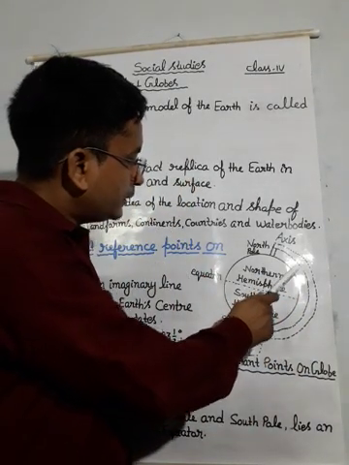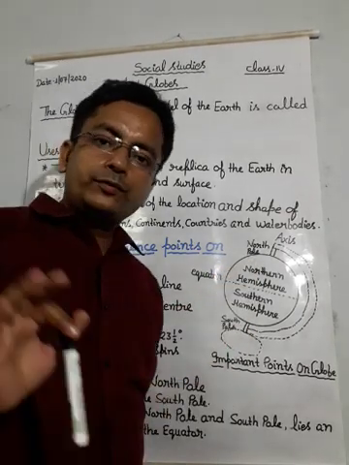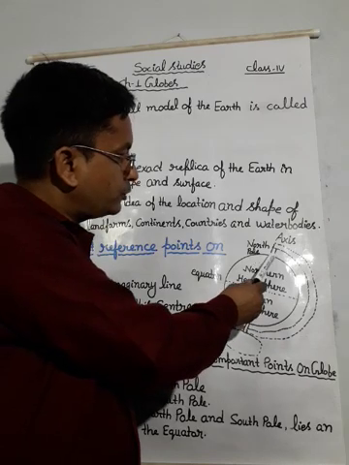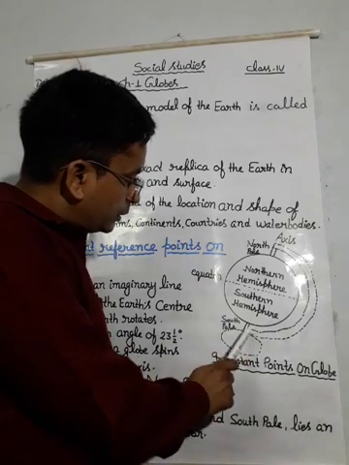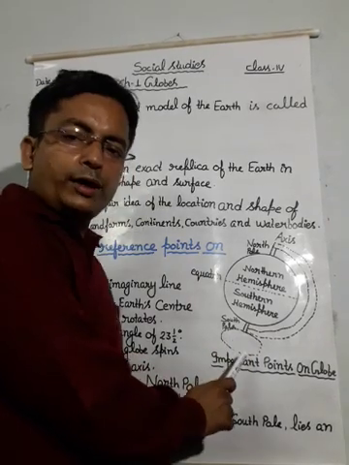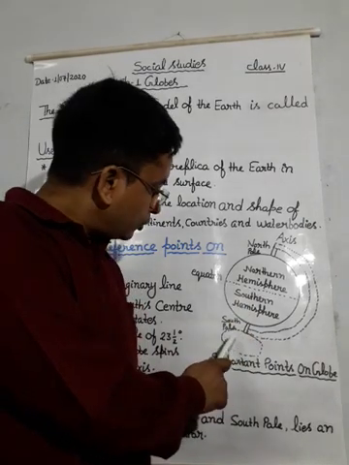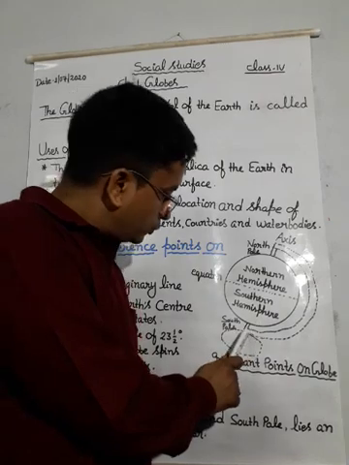And the second thing is the topmost point of the earth is called the North Pole, and the bottom point, you can say the southernmost point, is called the South Pole.